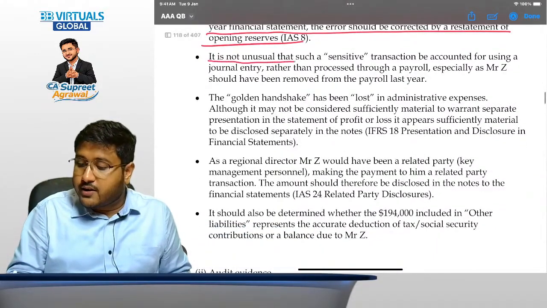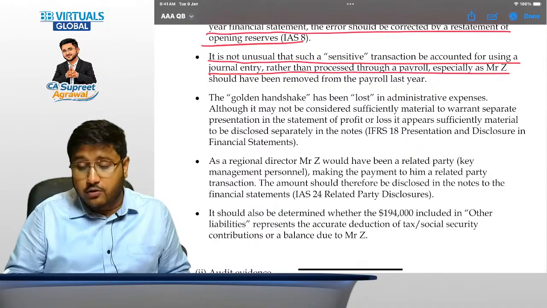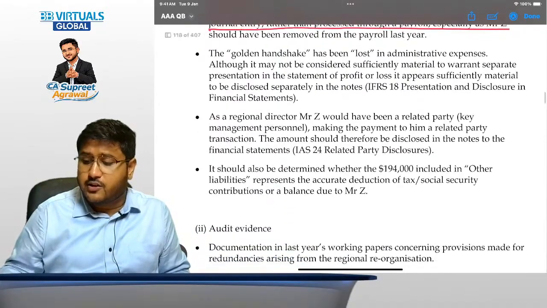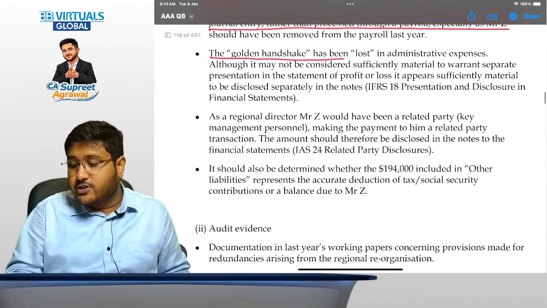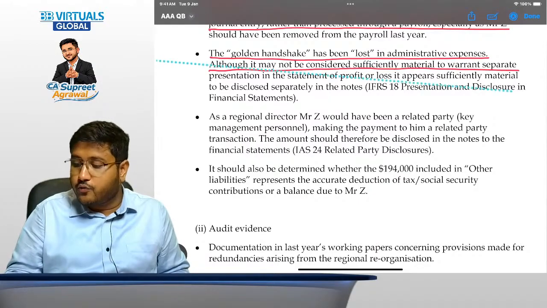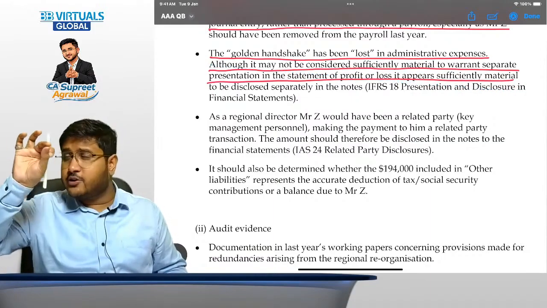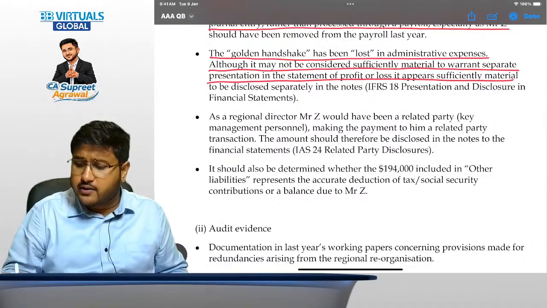Now, it is not unusual that such a sensitive transaction be accounted for using a journal entry rather than processed through payroll, because it is a sensitive transaction, it is a material transaction. The golden handshake has been lost in administrative expenses, although it may not be considered sufficiently material to warrant separate presentation in the statement of profit and loss, because it is not that material that it should have a separate line item, but it should be classified under the correct category.